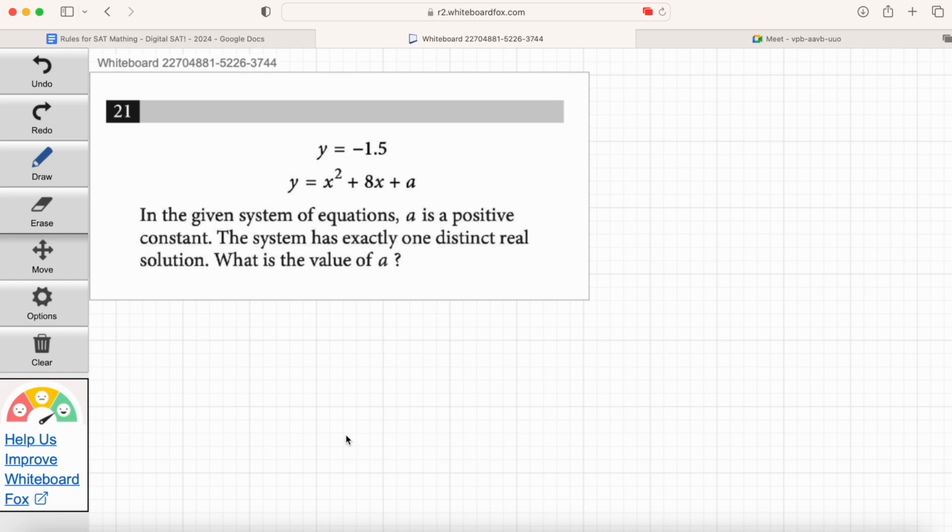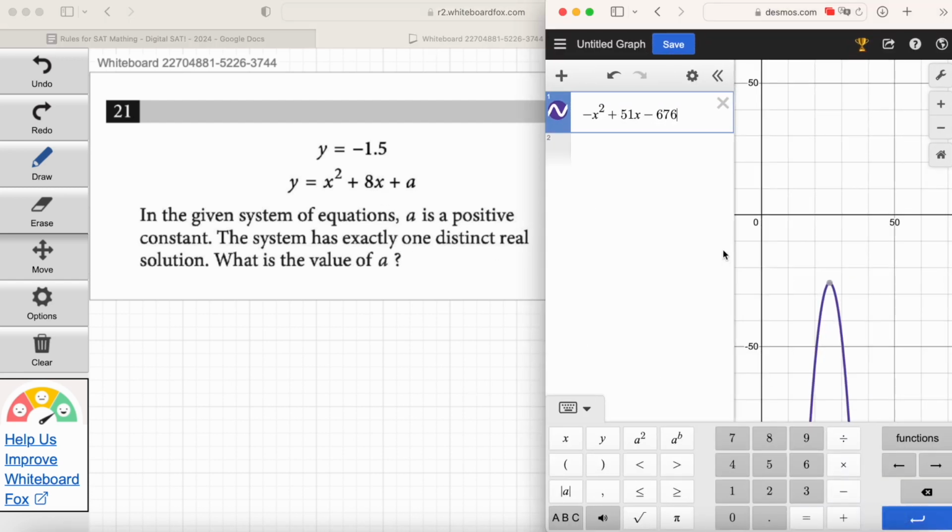Do you see how we can just test values for A to graph this and find the value for A that gives us one distinct real solution? Do you see how to do that already? Is that path becoming clear or no? Yeah, it's clear, but would you plug in that negative 1.5 to the y or no? Well, I say just graph them separately, right? This is going to graph as a horizontal line and this is going to graph as a parabola. So I just graph them separately. You could combine them. There's a way to do it, but don't go there. Just draw the two lines.